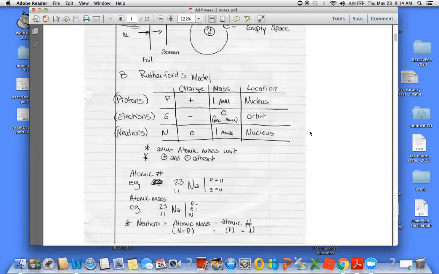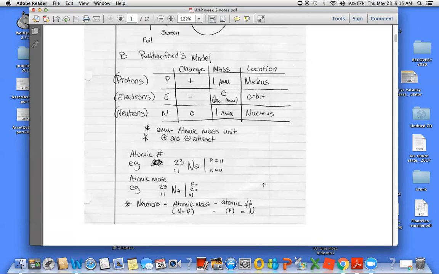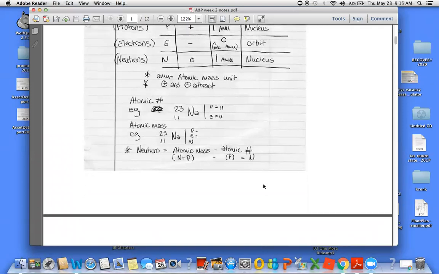All atoms of the same type have the same number of protons and electrons in a neutral state. So in other words, all sodiums, let's take a look at sodium. If you look at the periodic table in figure 2.2 of the text, it has a number 11 and a number 23. 11 is the atomic number. That is the number of protons in an atom.